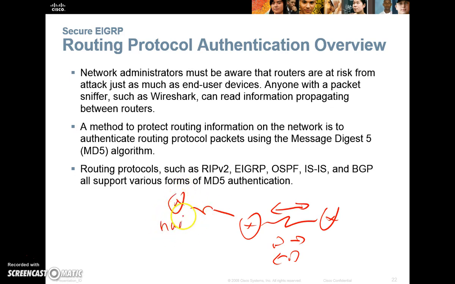So this is a hacker router. If the hacker router tries to connect to the router and get routing information, we want to protect it. How do we protect it? We can use MD5 authentication. MD5 authentication is used to prevent a hacker router from connecting to your EIGRP network and getting all the routing information from your EIGRP network.